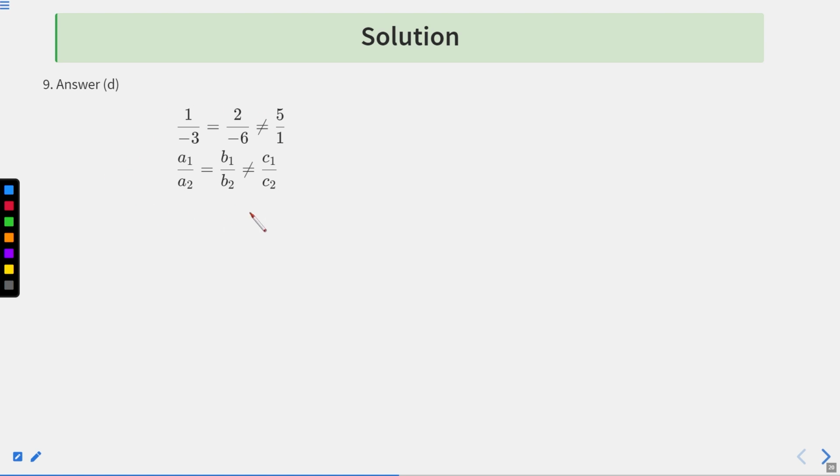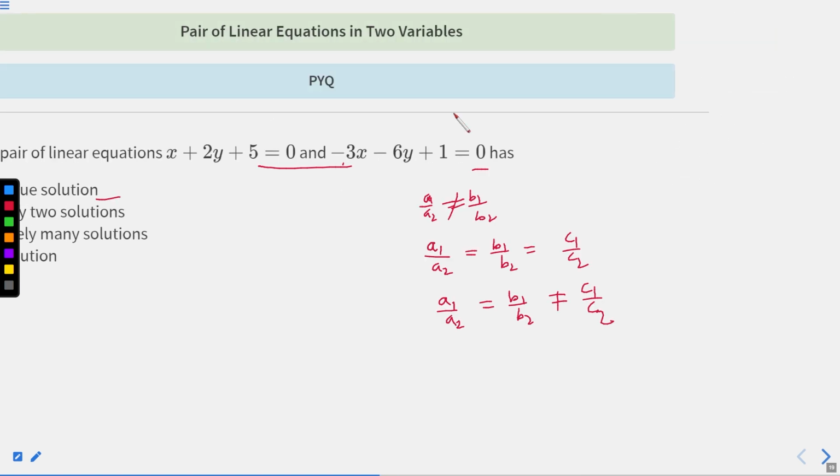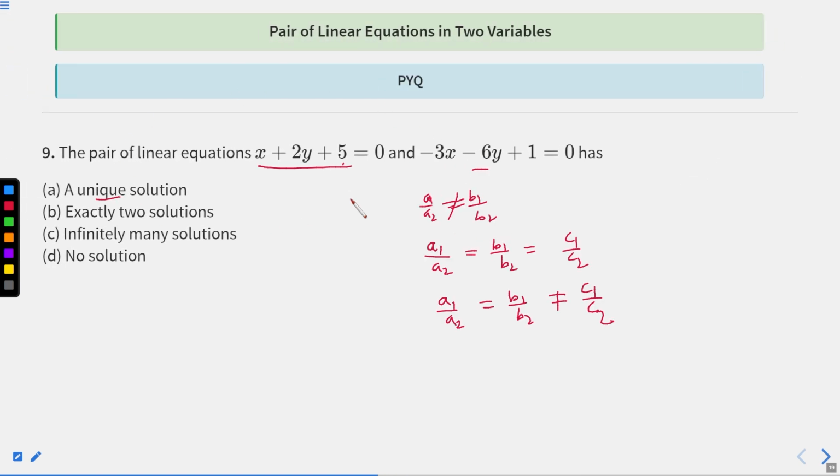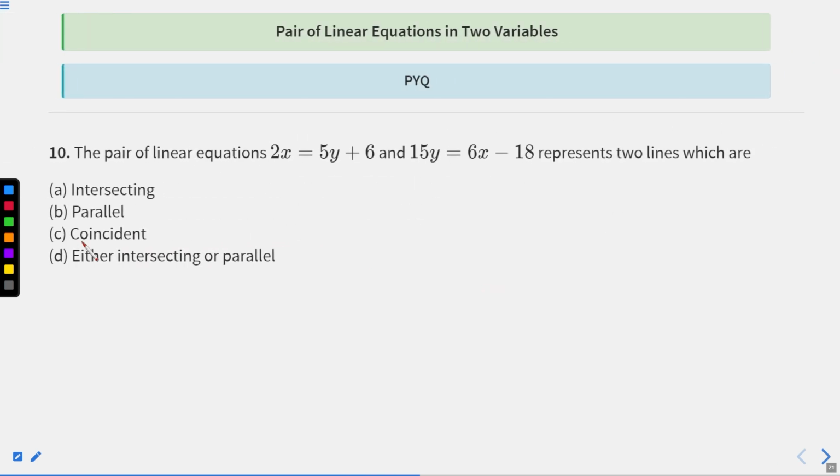Okay, so here basically this condition holds: A1 by A2 is equal to B1 by B2, but does not equal C1 by C2. Okay, so the given pair of linear equations has no solution. So for this question, the correct answer is option number D. Now let us move to question number 10.